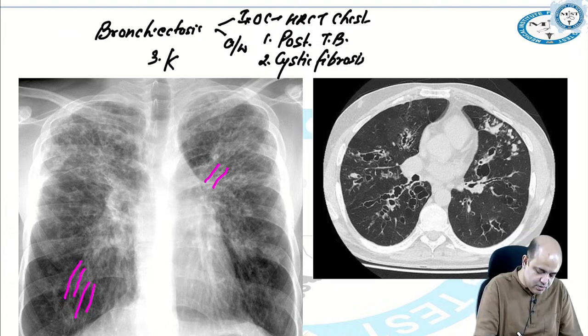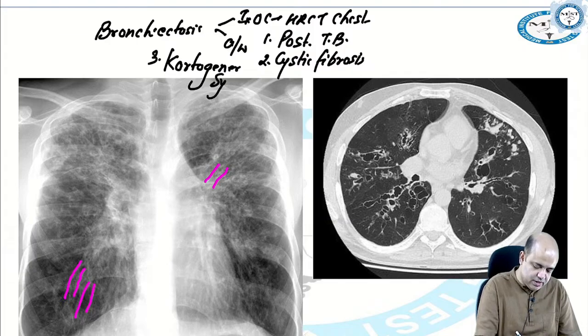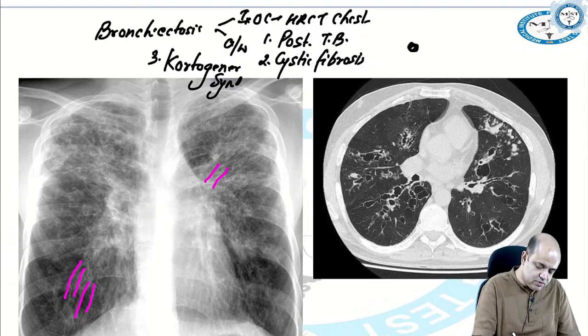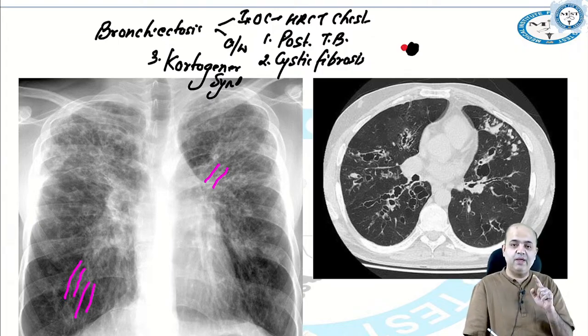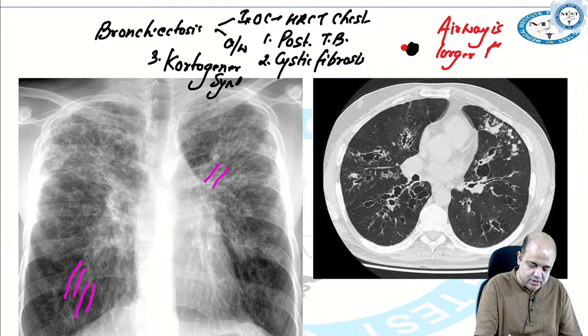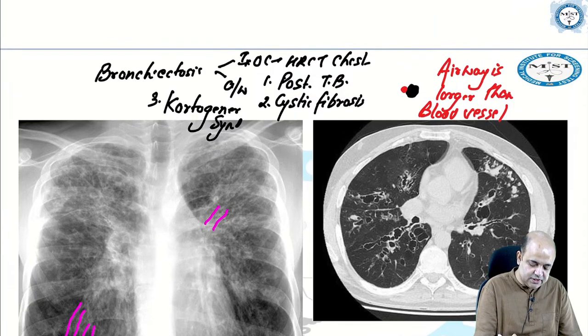It can be seen with the Kartagener syndrome. In the CT, what do we see? Normally the blood vessel is larger than the airway. Here the airway is larger than the blood vessel. This is called the signet ring sign.